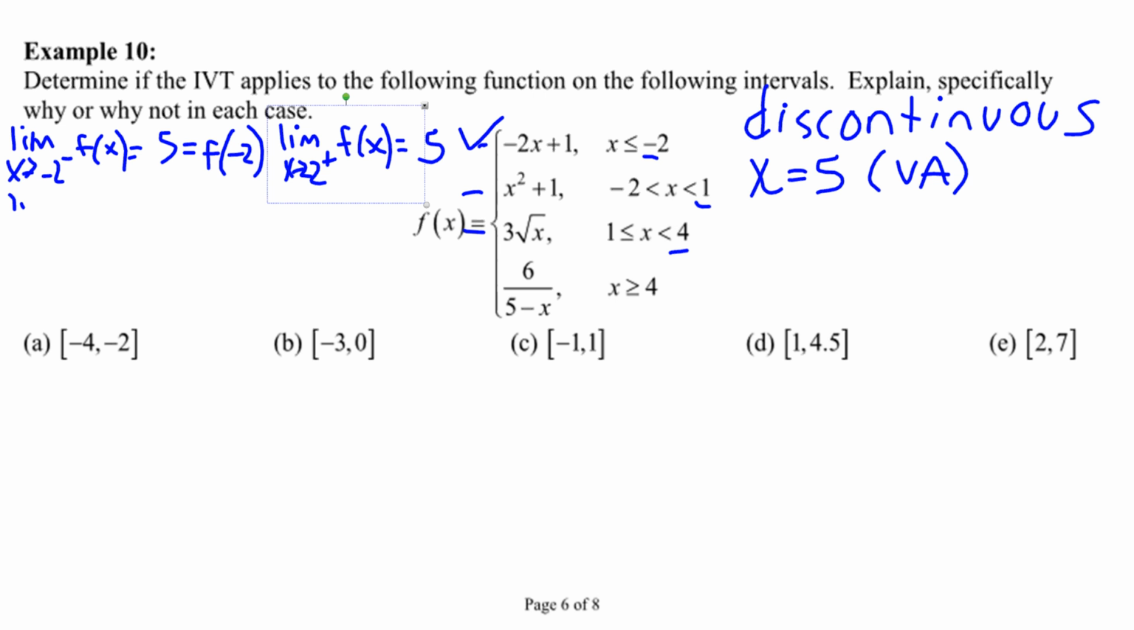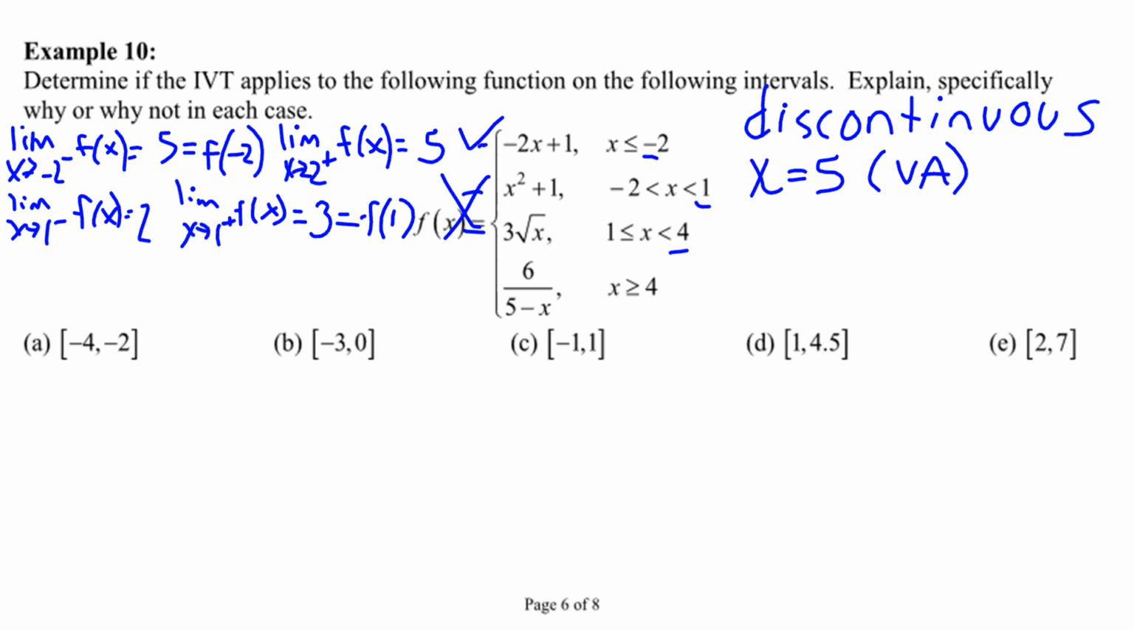Alright, now we have the limit as x approaches 1 from the left. That'll be 1 plus 1 is 2. Okay, the limit as x approaches 1 from the right, that should be a plus sign, equals 3 times the square root of 1 is 3, so it's not continuous, and this is also equal to f of 1. It's not continuous there, so I'll write that over here. X equals 1. The left-hand limit does not equal the right-hand limit.